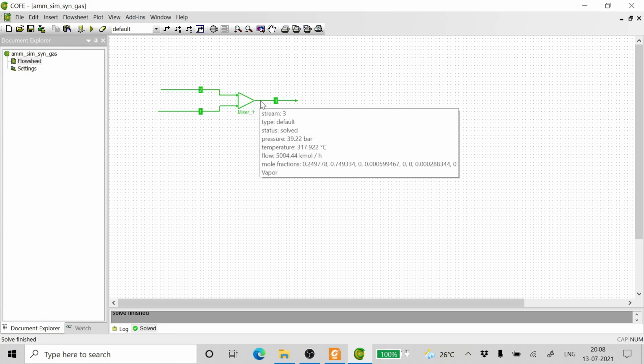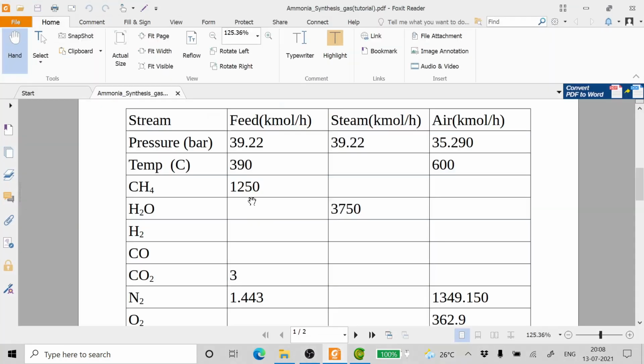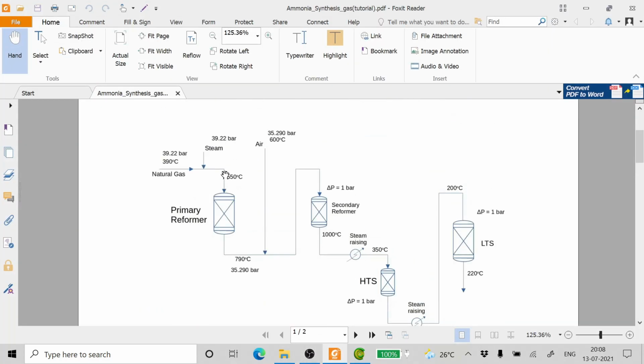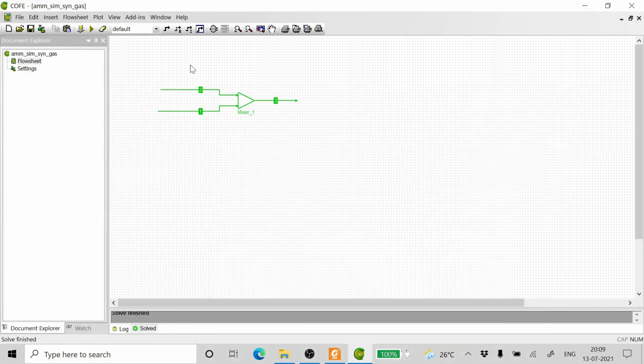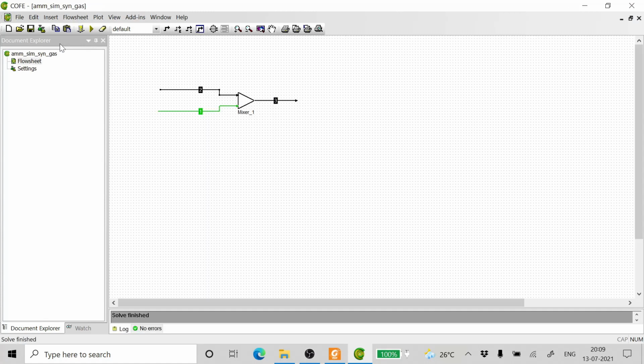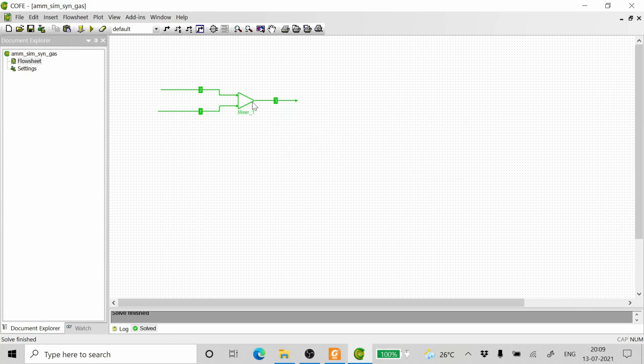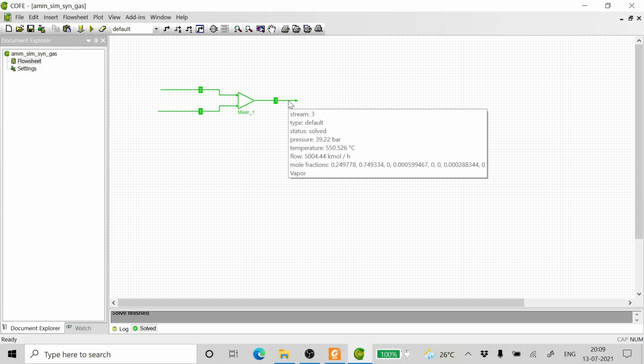As we find here that it is a vapor phase, but the outlet is at 317.922 degrees Celsius. Now the inlet to the primary reformer should be at 550 degrees Celsius. Therefore, we will have to increase the temperature of the steam. So, let us select a temperature as 632 and let's resimulate it and see whether we get the correct figures. So, we get it as 550.526. So, 632 would be a good assumption, and 550 is the outlet.